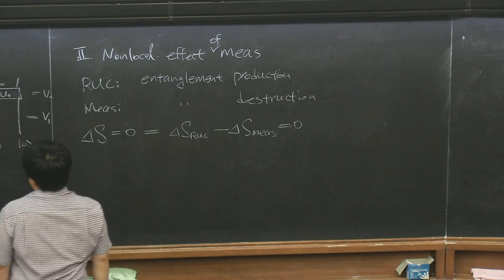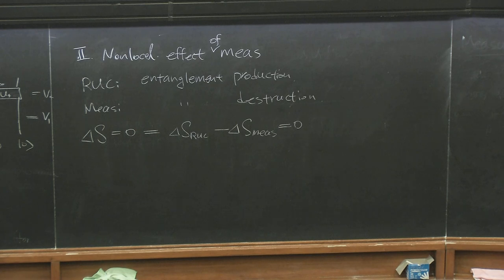Roughly speaking, the entanglement increase by the random unitary circuit goes as follows. If you cut this system into half, say this is A and this is A bar, we are talking about how the entanglement entropy develops due to the unitary evolution.